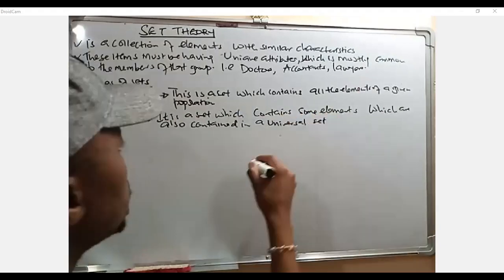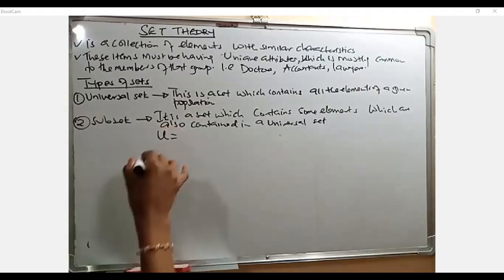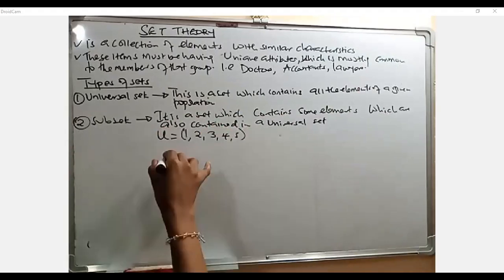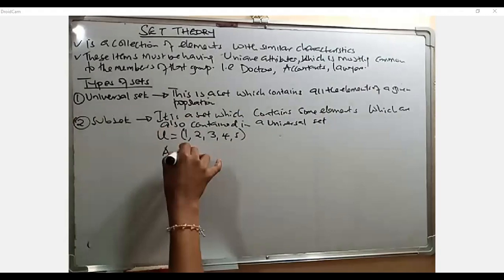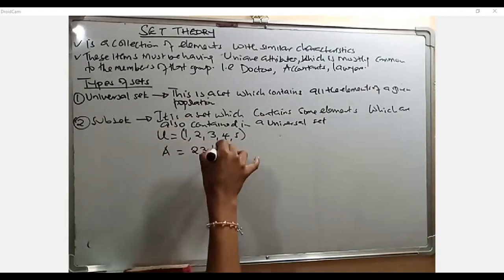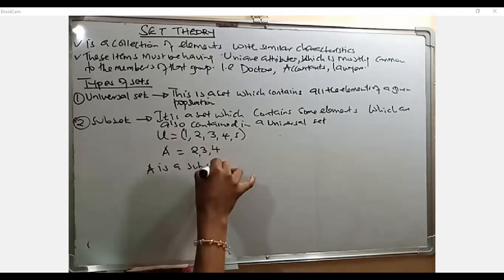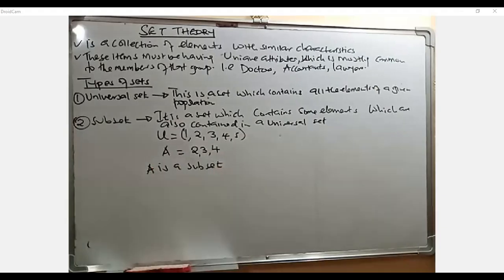To discuss a universal set, for instance, let us have our universal set having 1, 2, 3, 4, and 5. Then for the subset, let us talk about set A having 2, 3, and 4. In this scenario, you can say A is a subset, because it has some elements which are contained in the universal set. Number 3, we normally have null sets.